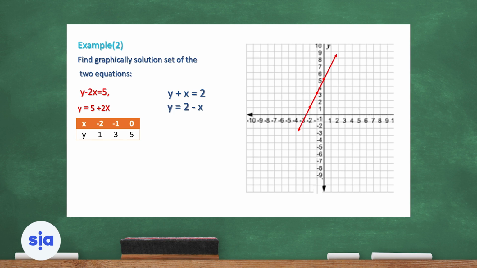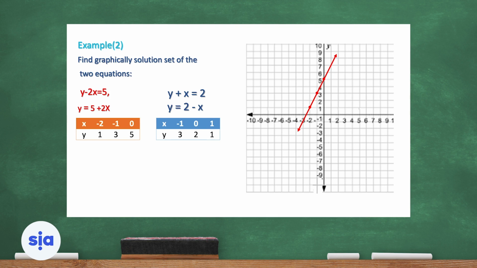The second equation is y plus x equals 2. If you move the x to the other side, y equals 2 minus x. Let's make the table of values. We'll see that if you put x equals negative 1, y will be equal to 3, because 2 minus negative 1 is equal to 3. If you put x equals 0, then y equals 2. If you put x equals 1, then y is equal to 1.